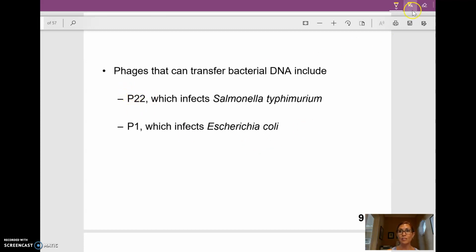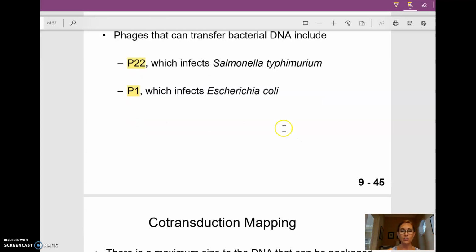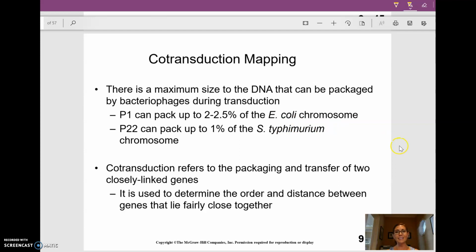P22, phage 22, so phage is usually indicated with P. So phage 22 infects Salmonella. P1, phage 1, infects E. coli. And the reason why it's called P1 is because it was the first phage discovered while working with E. coli. And guess what you can do with this? Map as well.